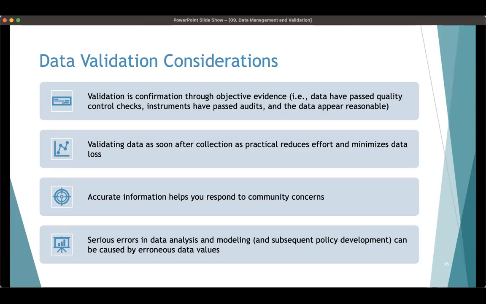At last, serious errors in data analysis and modeling and subsequent policy development can be caused by enormous data values.